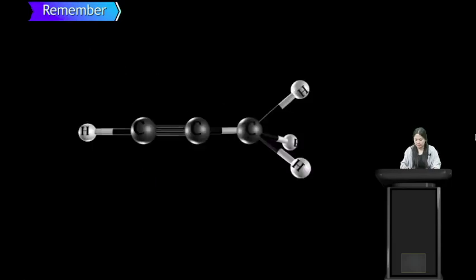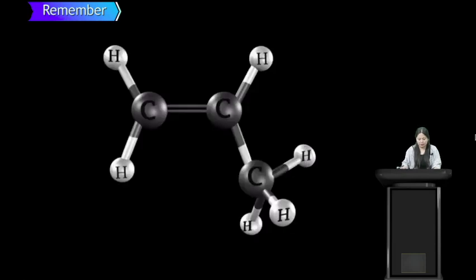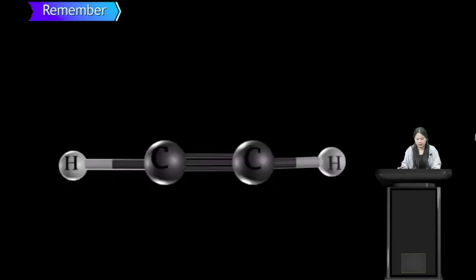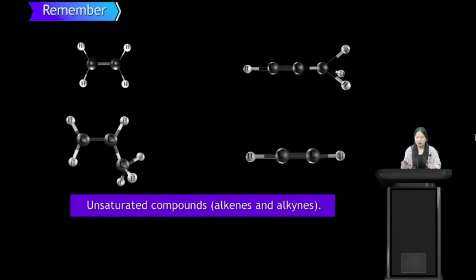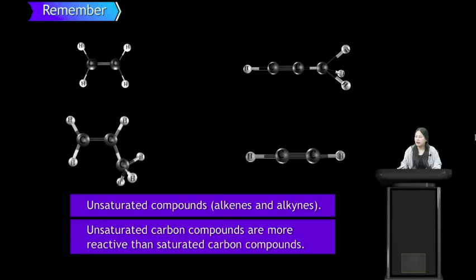Alright, students, remember, these are some examples of unsaturated compounds. Unsaturated compounds are a collective of alkenes and alkynes. And unsaturated compounds are more reactive than saturated carbon compounds.